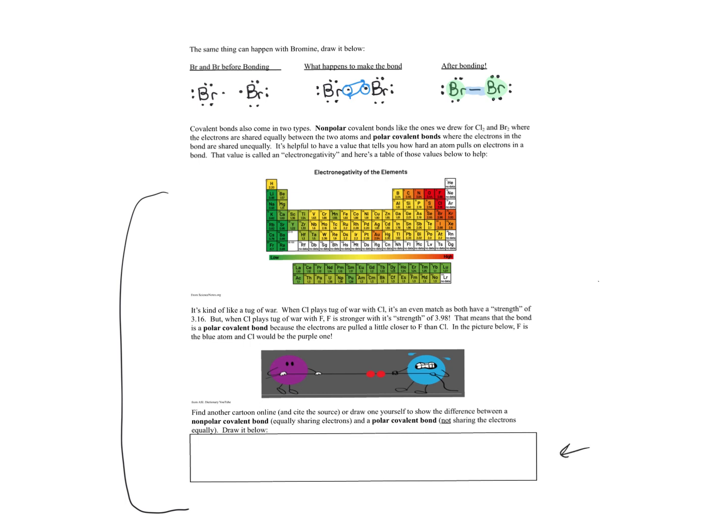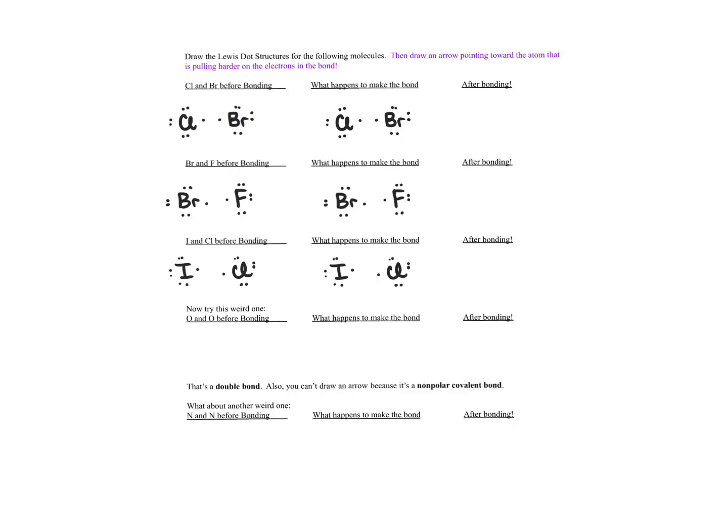You can pause the video now. Okay, so these first 3 are pretty similar. I picked all atoms that have 7 valence electrons, so they only need one more to complete their octet.